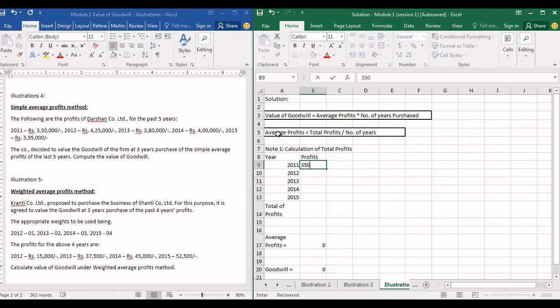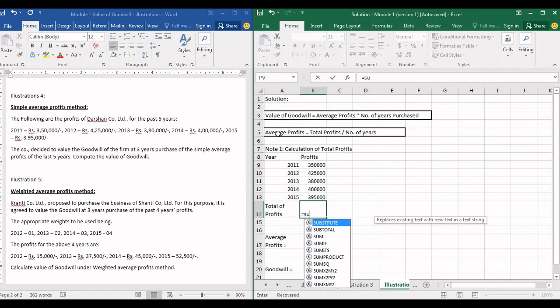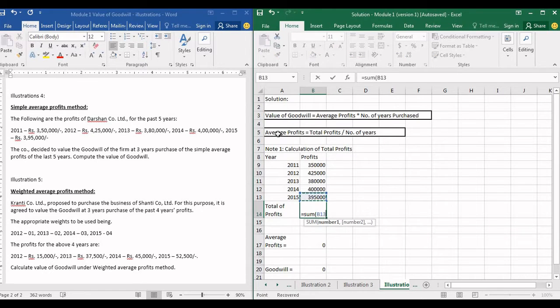Profit for the first year was 3,50,000. Profit for the second year is 4,25,000. Profit for the third year, 3,80,000. Profit for the fourth year, 4 lakhs, and profit for the fifth year, 3,95,000. The total profit is 19,50,000. Sorry about that.